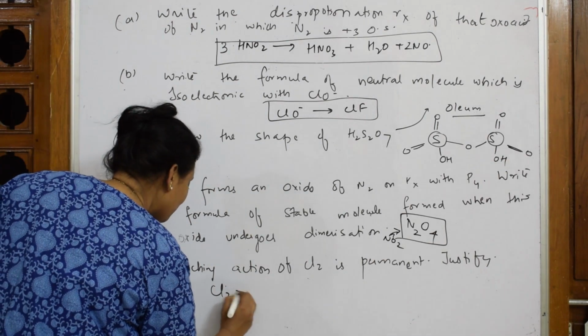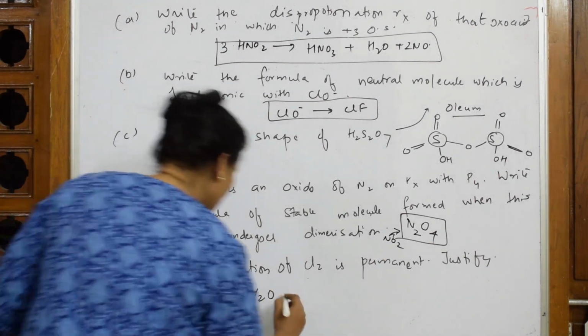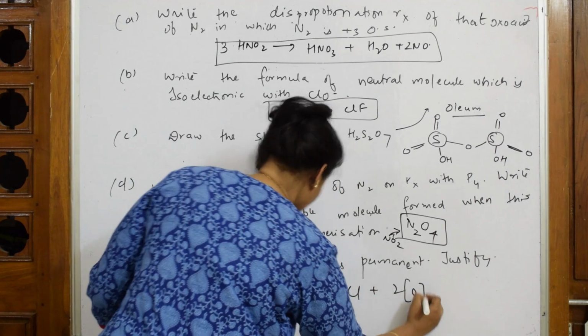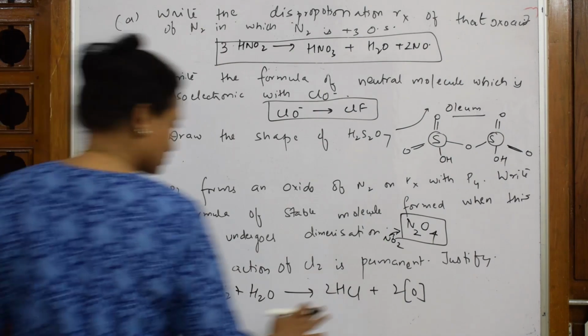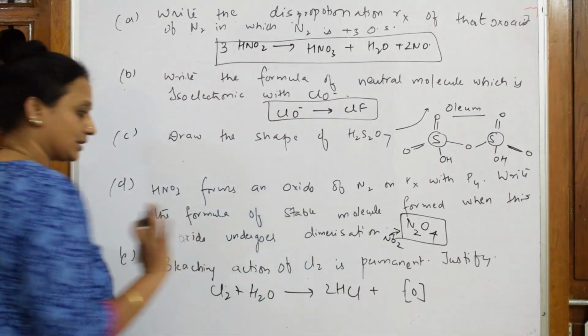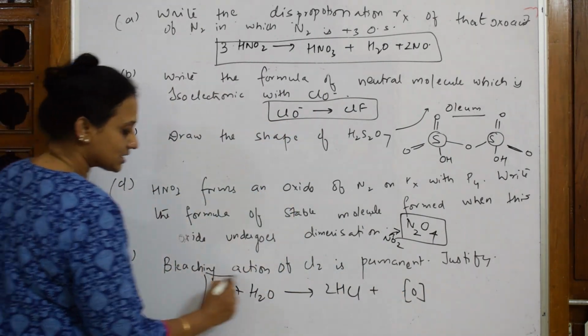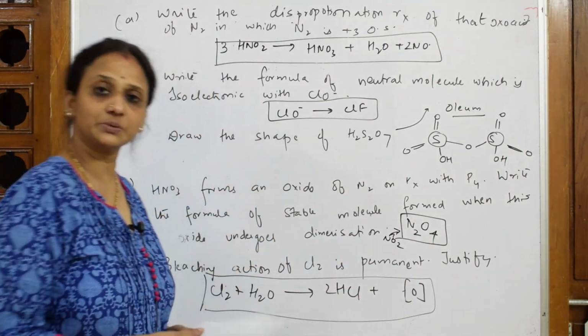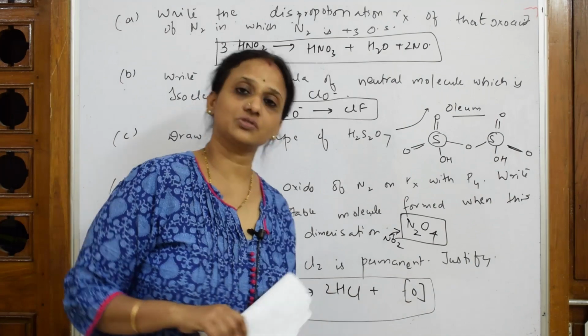So chlorine plus water, what do you get? You're going to get HCl plus nascent oxygen. If it is balanced, no, I should not write 2 because only 1 oxygen is here, right? So this is your reaction. Now write: bleaching action is permanent because of the release of nascent oxygen.